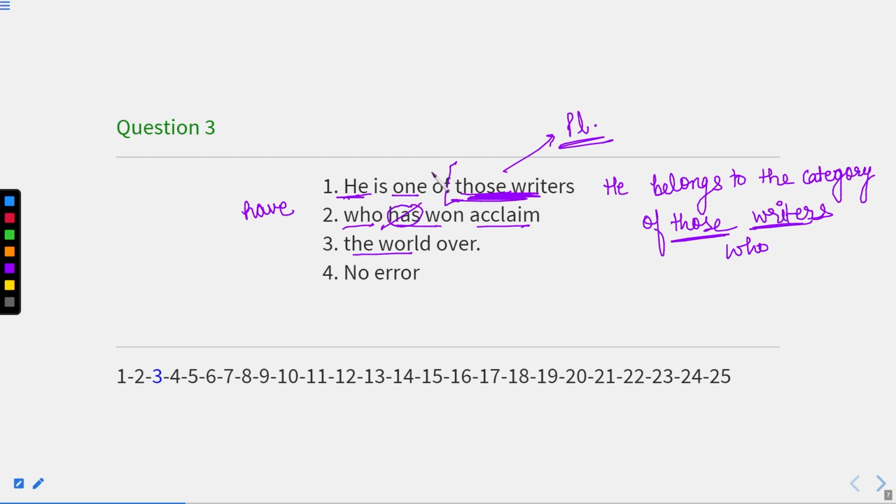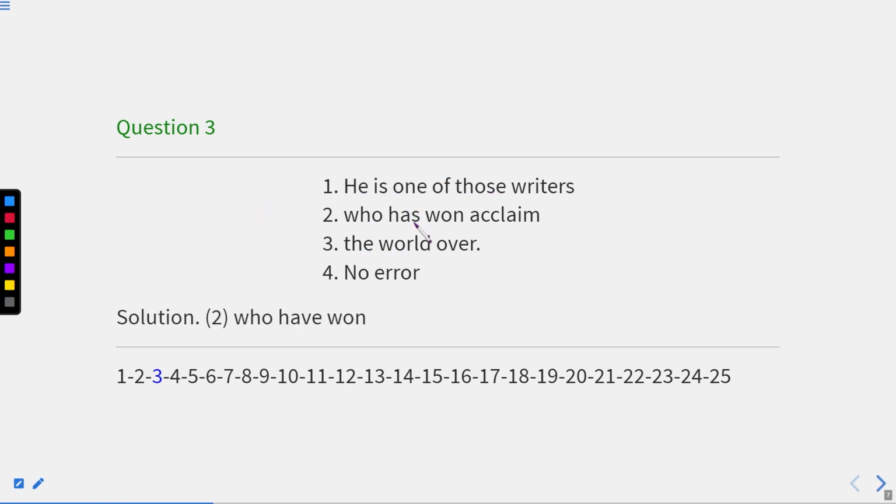It means not only he but also many writers have won the award, therefore this has to be replaced with have, and the correct answer will be who have won. Okay, so second will be the correct answer, because this has should be replaced with have. Okay, got this? I hope you have got this concept. Now let us move to the next question.